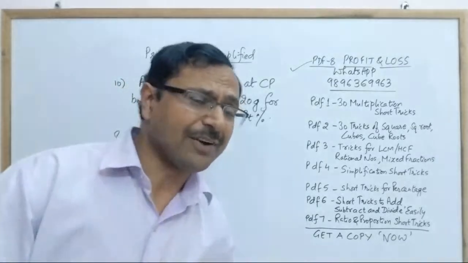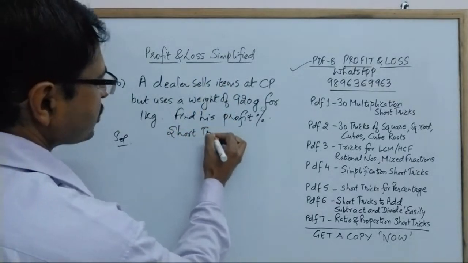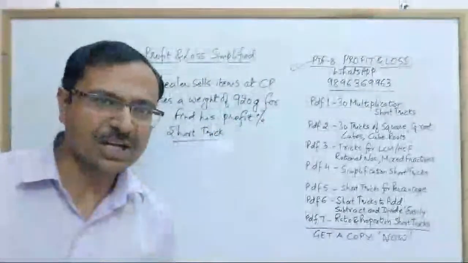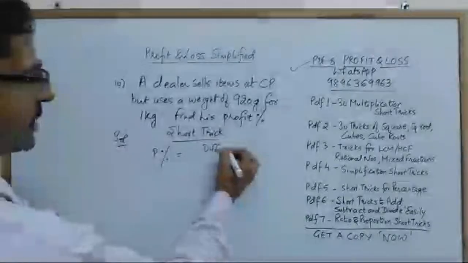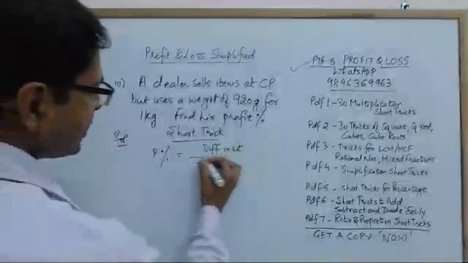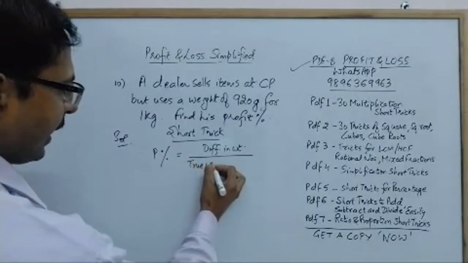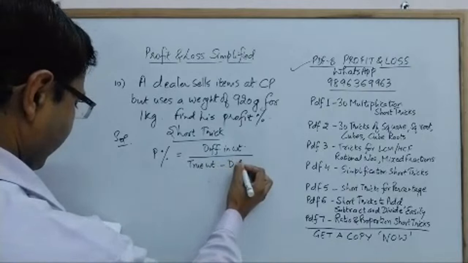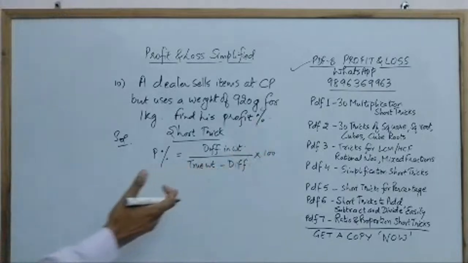Now the short trick, friends, this is the shortest possible method of solving. Those who don't know the short trick, just stay tuned till the end. Just take the difference in weight, divide it by the true weight minus the difference in weight, and multiply it by 100. You get the profit percent.